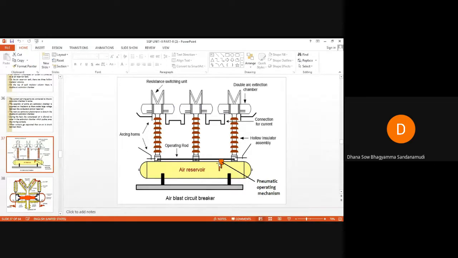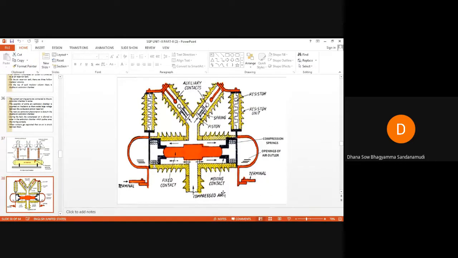Okay, so whenever these valves open, what will happen? High pressure air will be sent into these double arc extinction chambers. Through these hollow insulators, high pressure air will enter into these double arc extinction chambers. High pressure air means compressed air. So it will rapidly enter into this double arc extinction chamber.